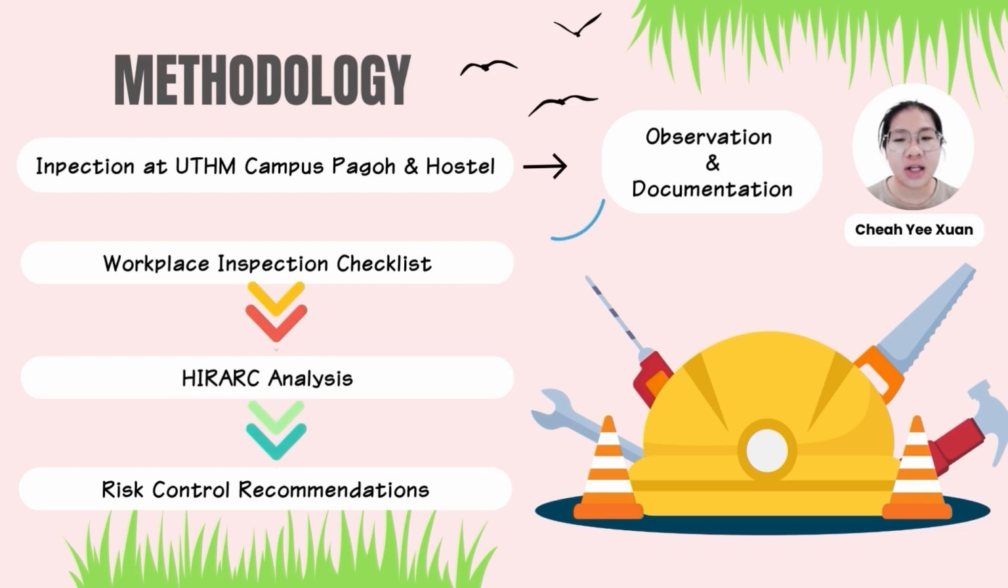After identifying the hazards, we performed a HIRARC analysis, which stands for hazard identification, risk assessment, and risk control. The likelihood and severity of each hazard were assessed to determine its risk level. Based on the findings, appropriate recommendations and corrective actions were proposed to reduce or eliminate the identified hazards and improve overall workplace safety.